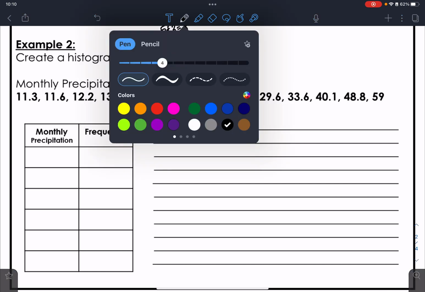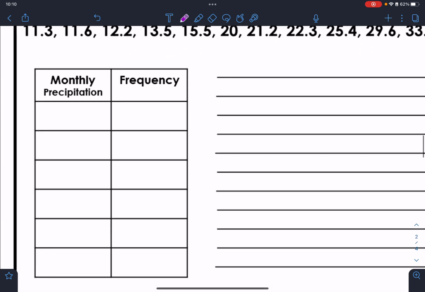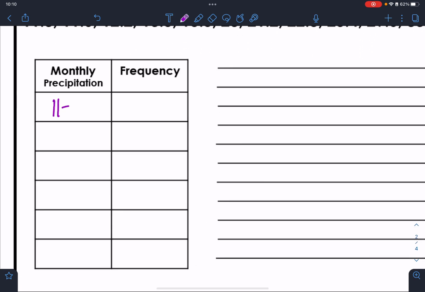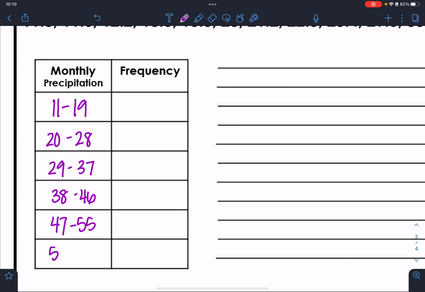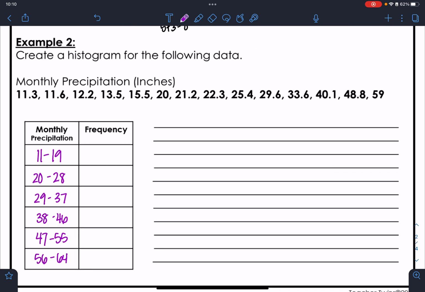We're going to create a histogram. Again, I'm going to give you the interval breakdown. So here's the interval breakdown. We're going from 11 to 19, 20 to 28, 29 to 37, 38 to 46, 47 to 55, and 56 to 64. So you won't ever have to come up with that. That would be more of an advanced math class. I'm going to give you that information, but we need to know what to do with that.